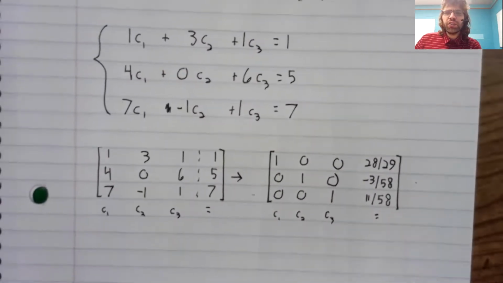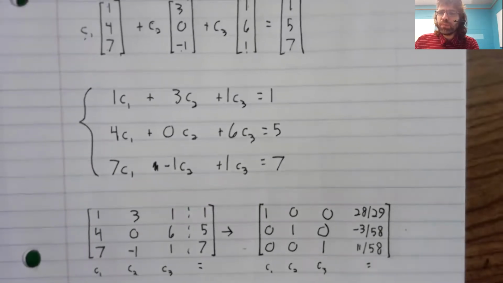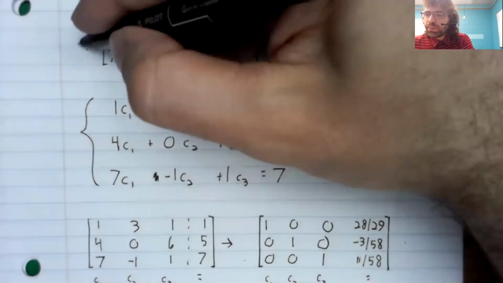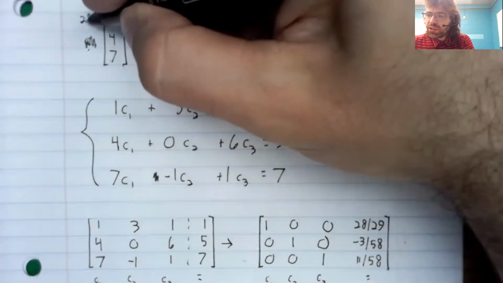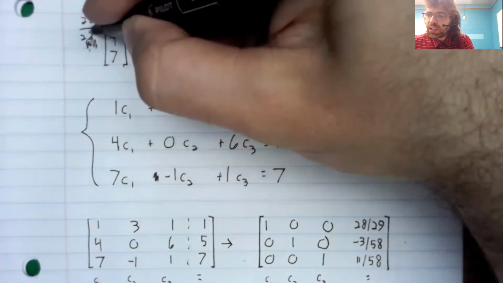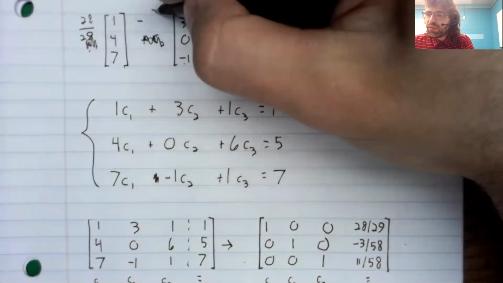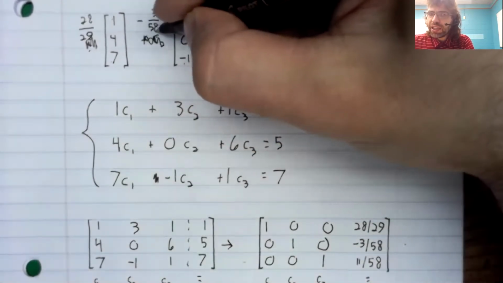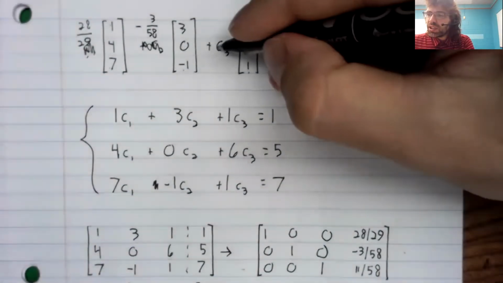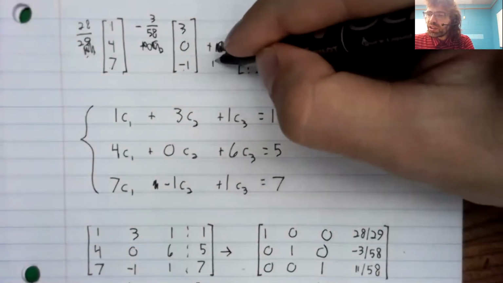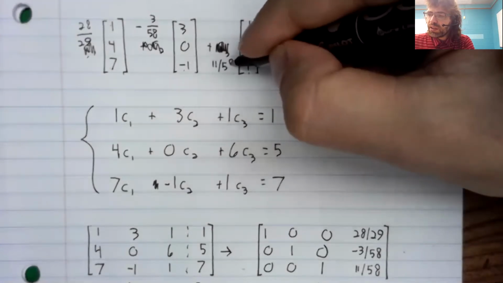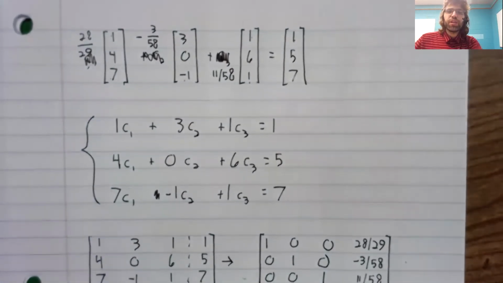I went ahead and did that off camera. C1 is 28/29. C2 is -3/58. C3 is 11/58. So vector equations are solved using Gauss-Jordan elimination.